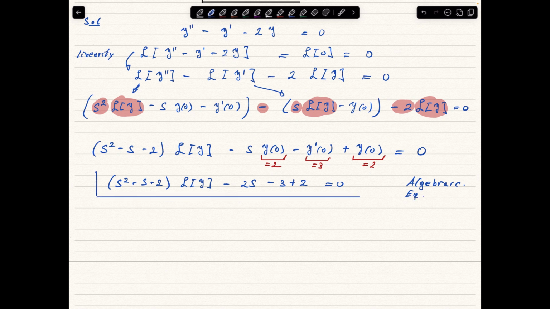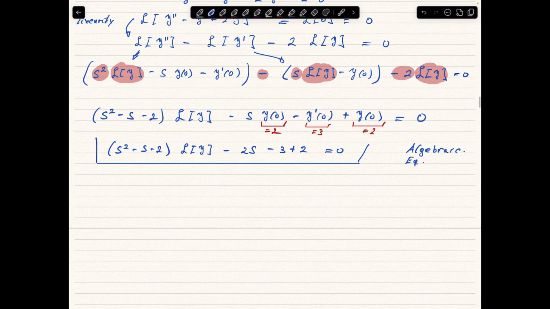And these algebraic equations are very simple to solve. Notice obviously that this here is actually -1. So we are going to write this -1 on the other side when we solve the equation, and the equation is actually Laplace transform of y is equal to (2s plus 1) over (s squared minus s minus 2). So we have solved the algebraic equation for the Laplace transform of y.